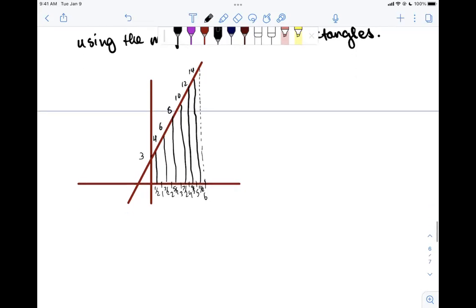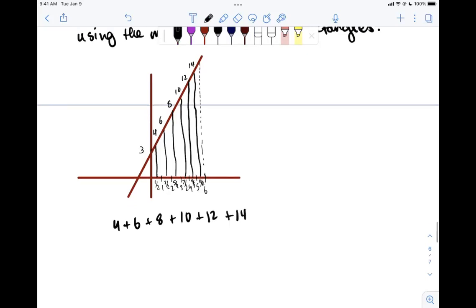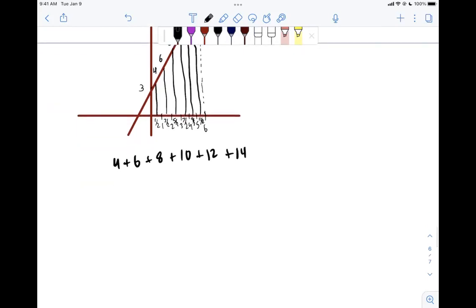So now we can add those up, and we just have to add up all these numbers because these are the heights of the rectangles, and the widths are all 1, so they don't actually do anything. So we're going to be left with 4 plus 6 plus 8 plus 10 plus 12 plus 14. So we can add those up. So that's 10, 18, 28, 40, and 54.